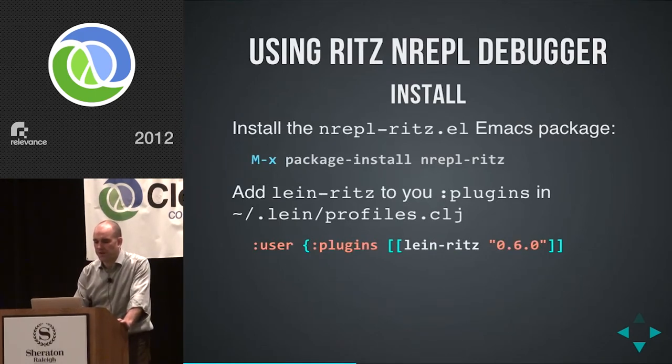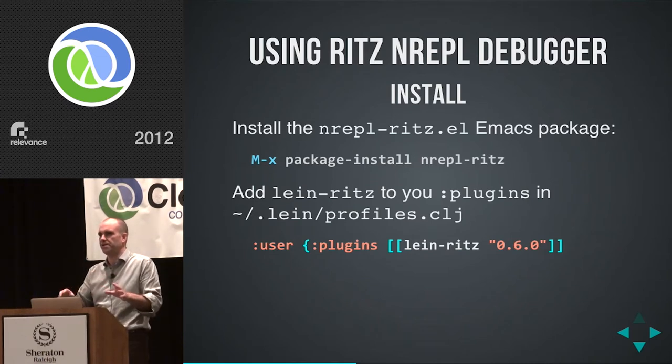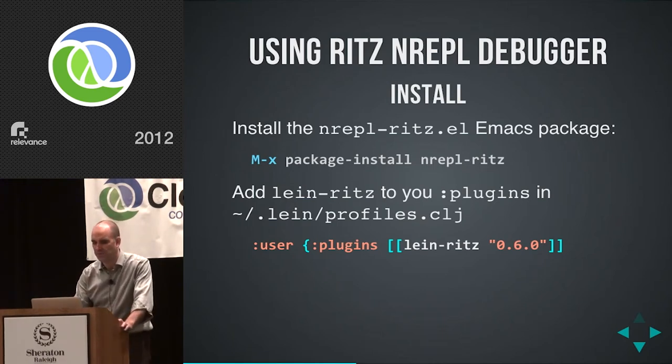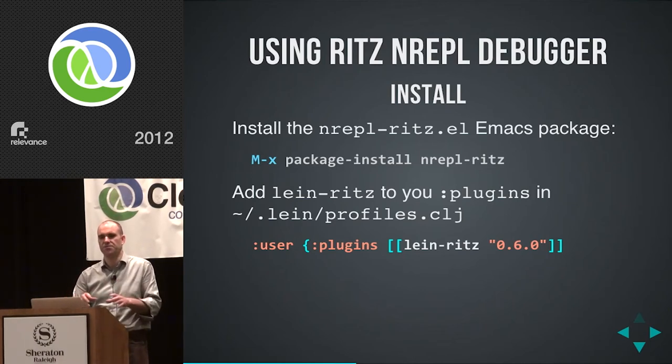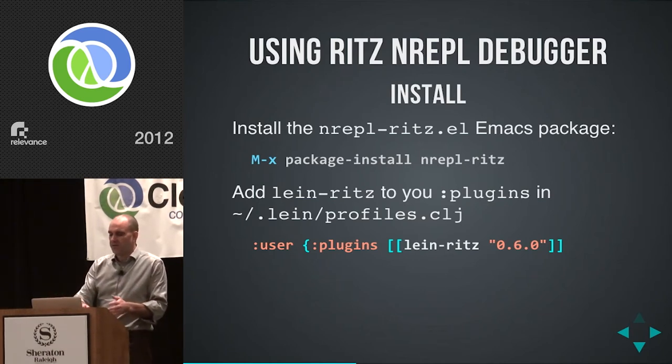Okay, to use the debugger, you have to package install nrepl.ritz. From now on I'm going to be talking about nrepl.el and how to use Ritz within nrepl.el. So you need to install a little package, nrepl.ritz, which provides some extensions to nrepl.el. And you have to add lein-ritz to your plugins. In Leiningen 1 you had the lein plugin command. In Leiningen 2, plugins are now handled through the same profile system, so it's a major improvement. The easiest way to make it available to all your projects is just to add it to your user profile.